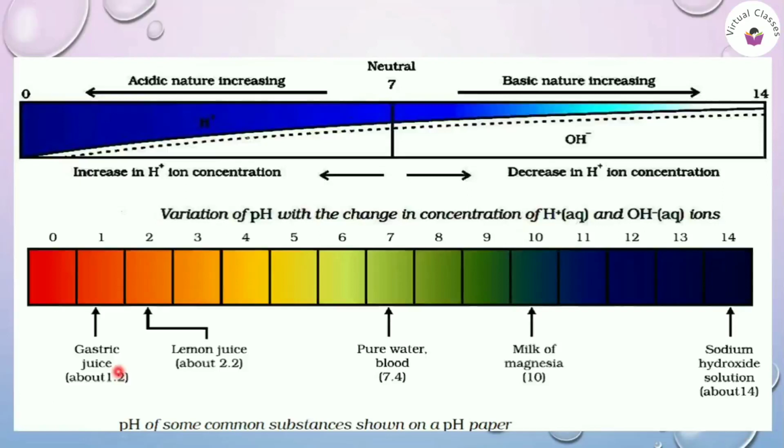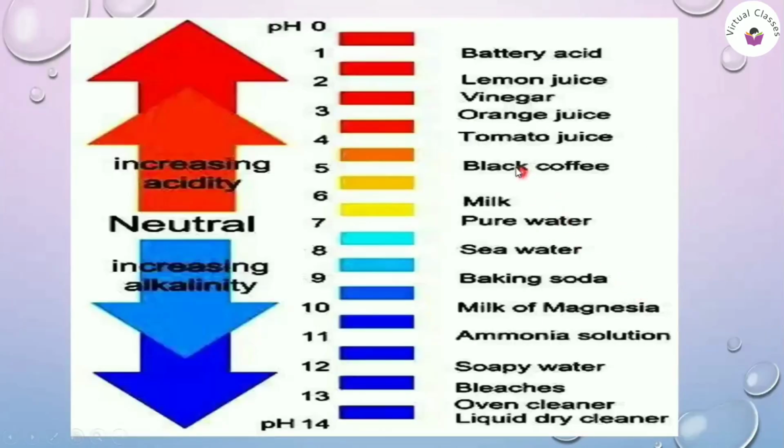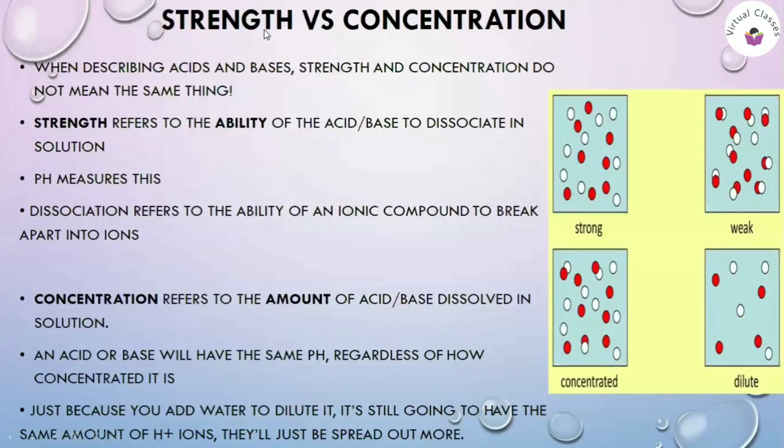The pH of some substances has been shown here, and the respective colors associated with each pH are also shown. Here are a few more examples showing the pH of different substances. Now let's come to strength versus concentration.